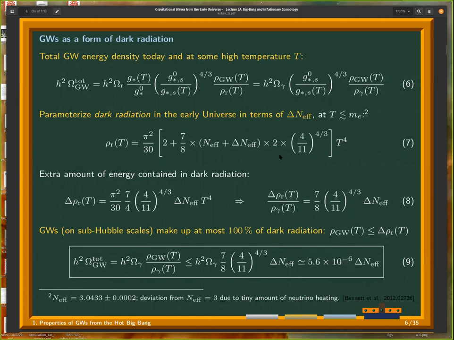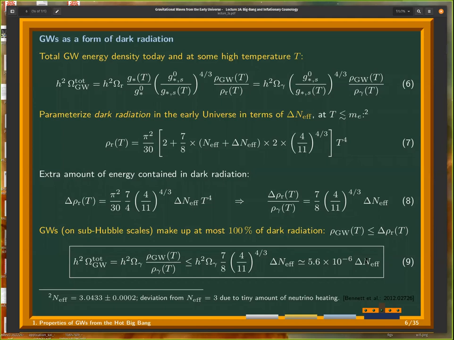So, okay, maybe if some of my explanations were a bit confusing, or if I have been a bit fast in between, don't worry. The important result is just here inside the box. The entire purpose of this exercise was to relate the total energy density in gravitational waves to this observable delta N effective. And then here you have it. Yeah, it's linear in delta N effective times this numerical prefactor, which I just derived.